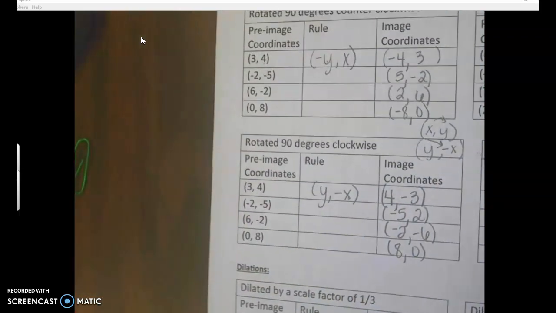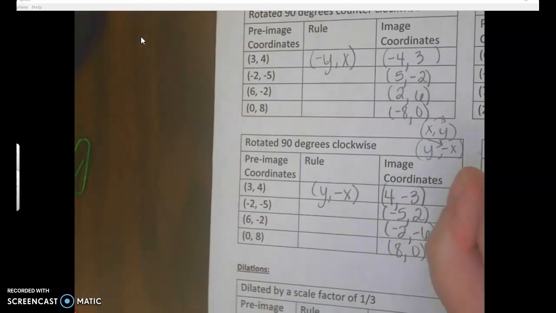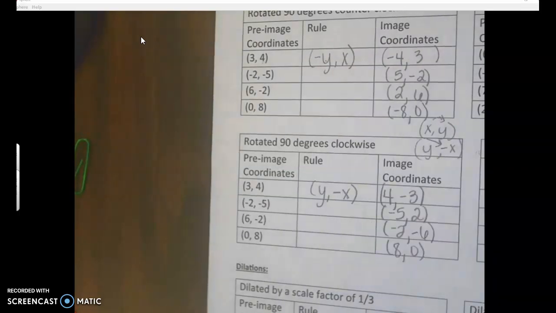Now notice every single coordinate has a parenthesis and it has a comma. You will be expected to use parentheses and a comma every time.